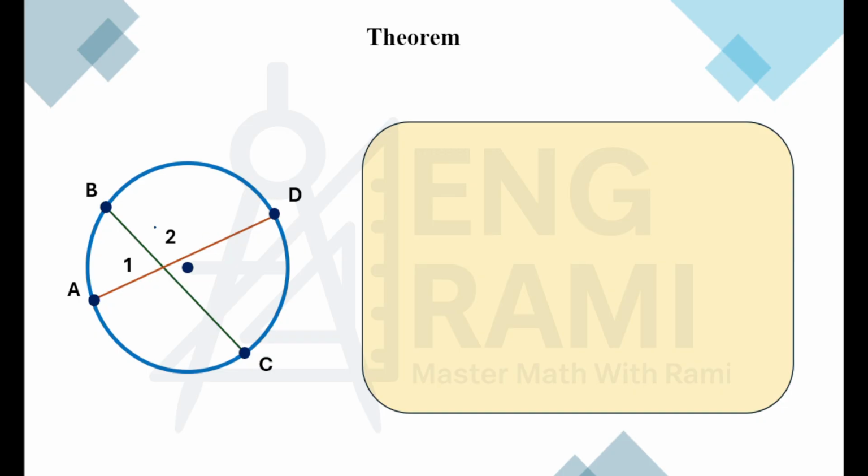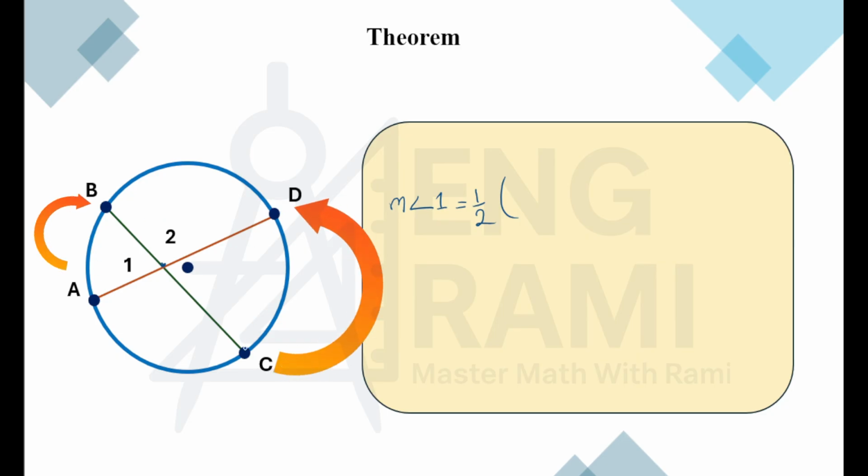Two secant lines intersected at a certain point in here. The measurement of angle 1 equals half of the summation of the two arcs: the measurement of arc AB and the measurement of arc DC.